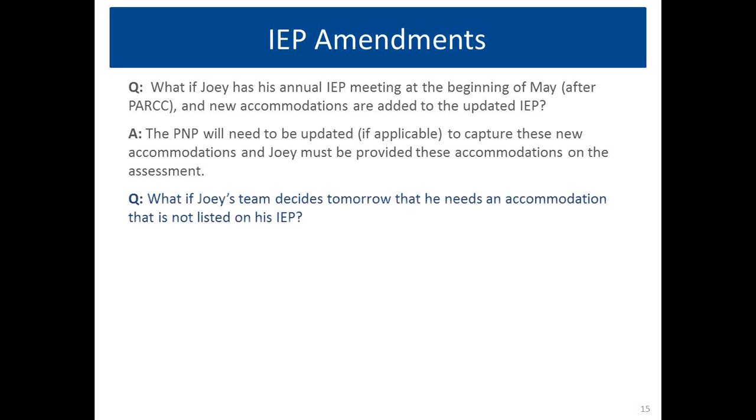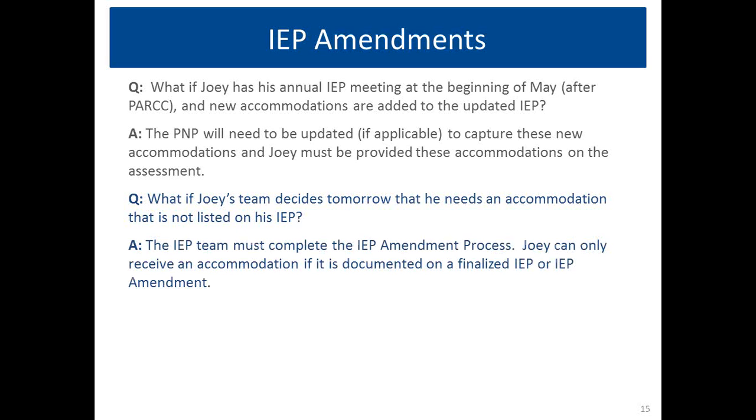Question: what if Joey's team decides tomorrow that he needs an accommodation that is not listed on the IEP? Well, if he truly needs it, then you're going to need to amend the IEP using the proper amendment process. Now, as you know, there are two ways to amend the IEP. You can either have a meeting or not have a meeting. If you don't have a meeting, of course, you have to do the proper documentation of that, which all of you are probably very familiar with. So if Joey needs it, and if you're going to be allowed to give it to him, you're going to need to add that to the IEP through the proper channel.